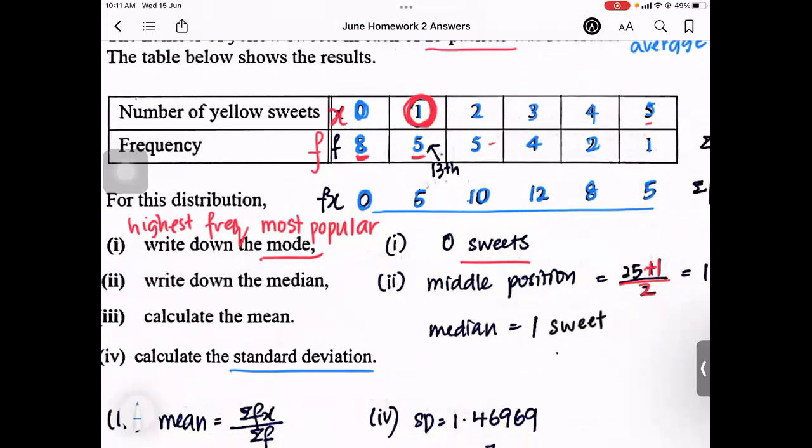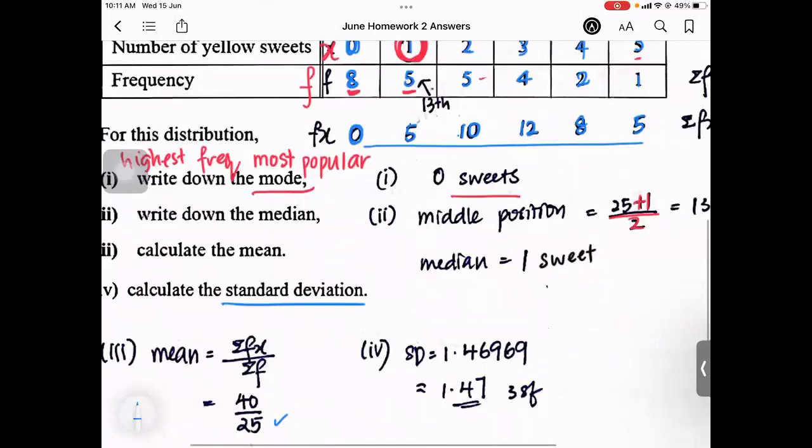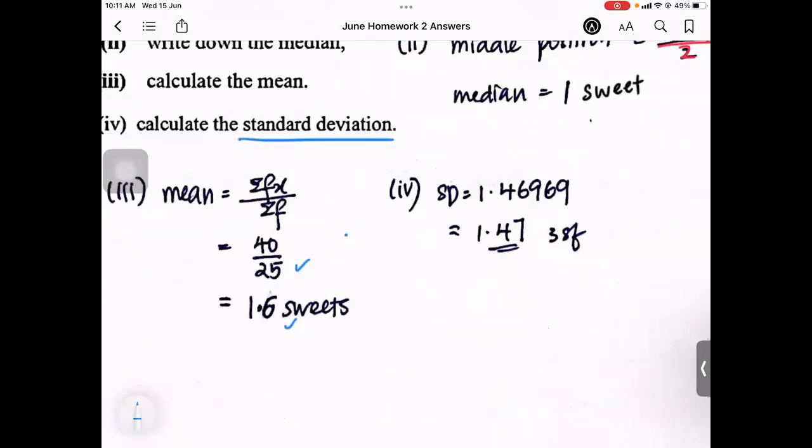Okay, so calculate the standard deviation. For me, I get my standard deviation as this answer, to 3 significant figures. This part shouldn't be too difficult if you know how to calculate the standard deviation. I hope you all still remember how to calculate standard deviation. Okay, next question, last page.